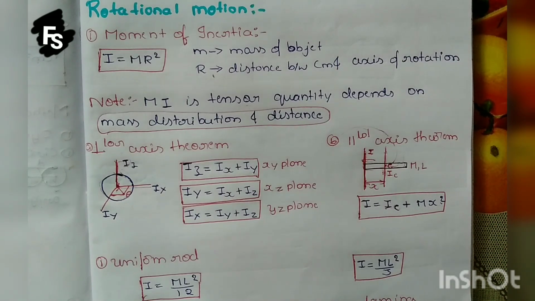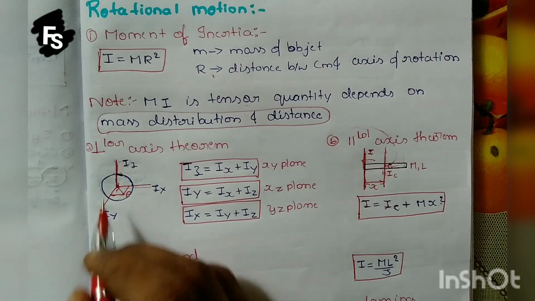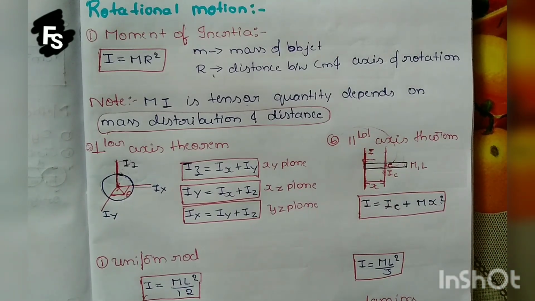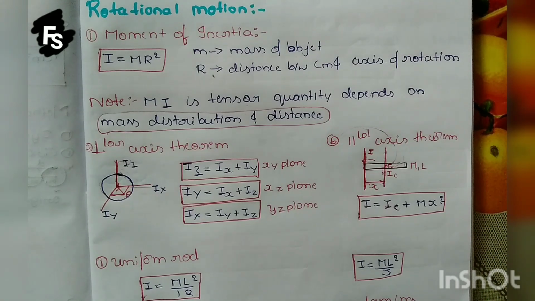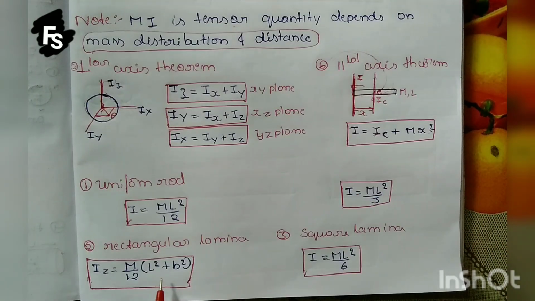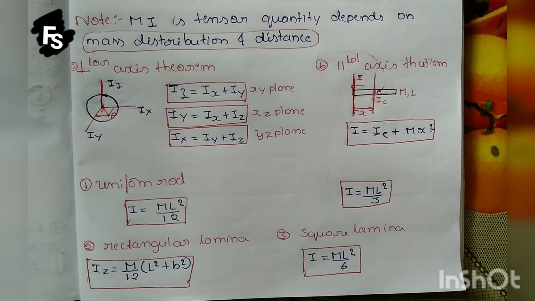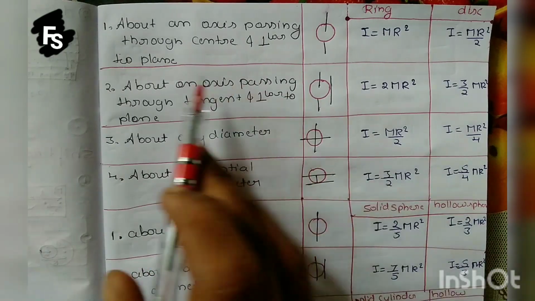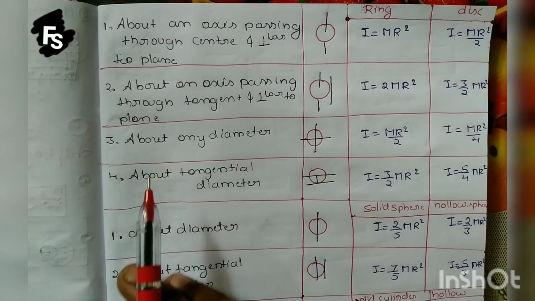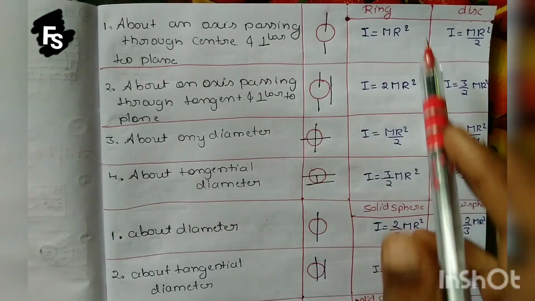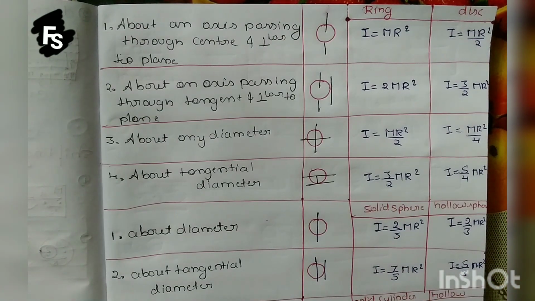And for the rectangular lamina, according to the perpendicular axis theorem, the moment of inertia of a uniform rod is ml square by 12. According to the parallel axis theorem, the moment of inertia of a uniform rod is I is equal to ml square by 3. Then for a rectangular lamina, the moment of inertia is equal to m by 12 into L square plus B square. For a square lamina, the moment of inertia is equal to ml square by 6. Next, we move on to this table. This is a very important table, with which we can understand the whole concept of moment of inertia. If we don't know these values, then we can't solve the problems of moment of inertia.